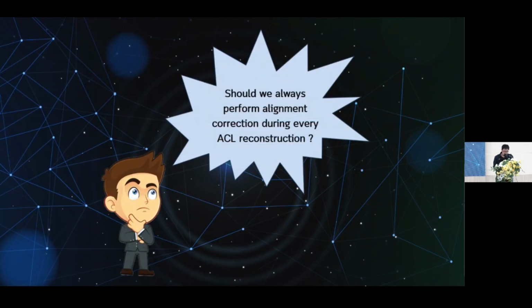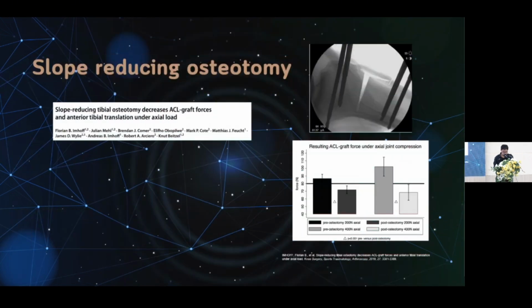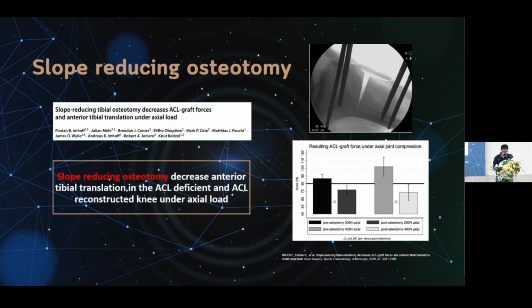The question remains whether we should always perform alignment correction in cases with coronal malalignment and excessive tibial slope during every ACL reconstruction. The answer is not yet clear. There are studies that suggest that slope-reducing osteotomy gives good results. For example, Florian Imhoff's study on ACL graft force under axial load compression found that after performing slope-reducing osteotomy, the ACL graft force under axial compression load decreased.